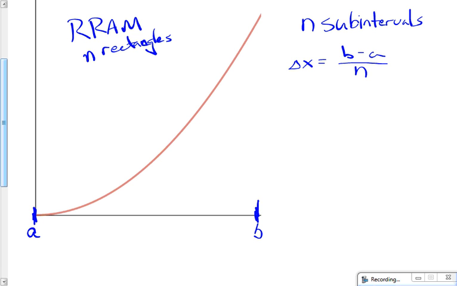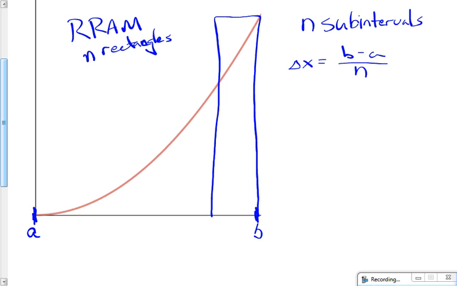I'm going to do a RAM, so I'm going to start on the right and I'm going to draw a rectangle. I'm going to go over delta x. I don't know. How far is delta x? I don't know. Whatever looks good for you on your paper. I'll draw another one over here. And just for fun, I'm going to draw one over here. Okay?